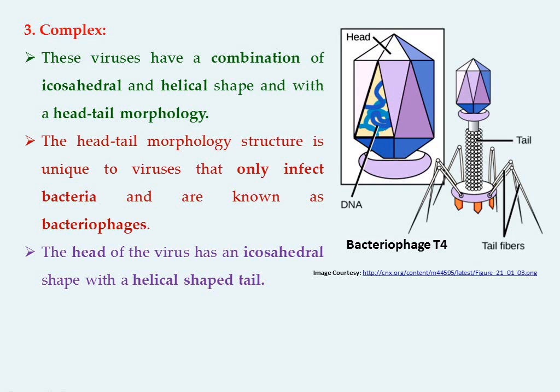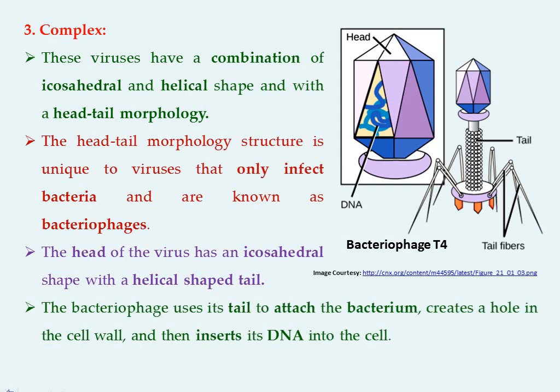We can easily see these structures, which consist of an icosahedral capsid, and there is a genetic material, that is DNA, inside it, attached to a tail made up of proteins. It also shows the presence of tail fibers and spikes. The bacteriophage uses its tail to attach to the bacterium, creates a hole in the cell wall and then inserts its DNA into the cell. In a previous video, we have seen how a bacteriophage infects the bacterial cell in detail. Another example is variola virus, which causes smallpox.